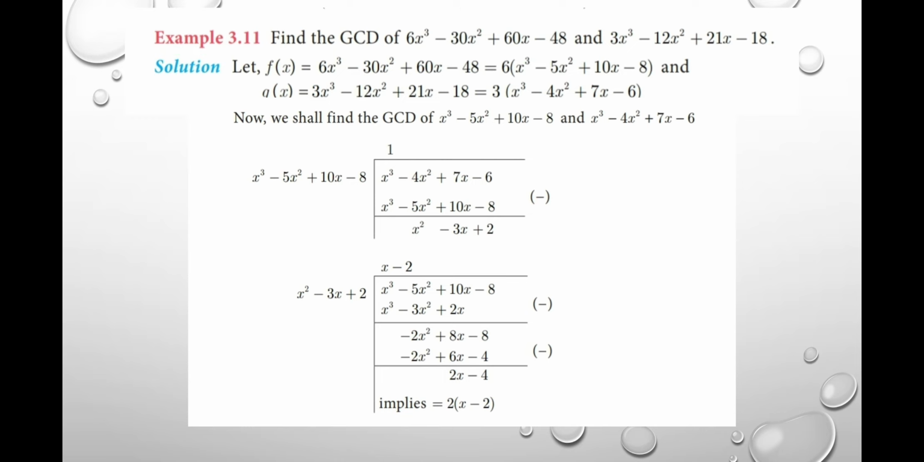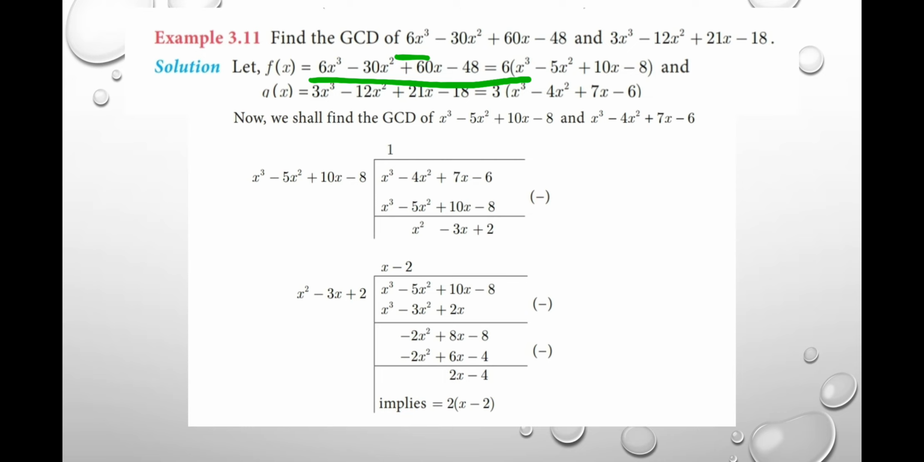Now we see the solution. First you have to select the f of x and g of x. What is f of x? f of x is dividend and g of x is divisor. How can we select this? If the given polynomials have the same degree, then see the coefficient. Which polynomial has the bigger coefficient, that is f of x. So let f of x be equal to 6x cube minus 30x square plus 60x minus 48.